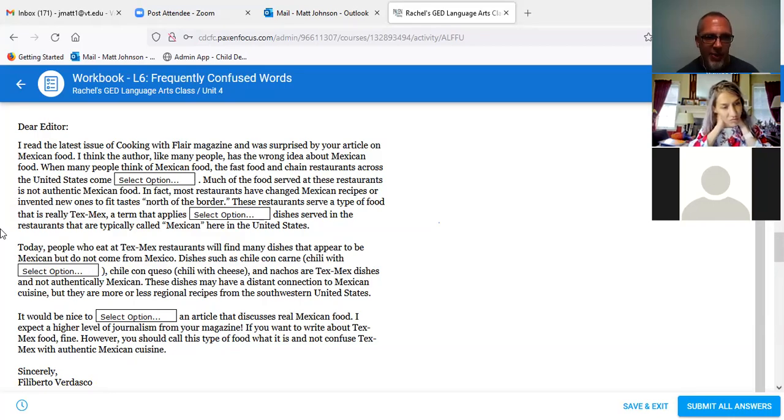Today, people who eat at Tex-Mex restaurants will find many dishes that appear to be Mexican, but do not come from Mexico. Dishes such as chili con carne, chili with blank, chili con queso, chili with cheese, and nachos are Tex-Mex dishes and not authentically Mexican. These dishes may have a distant connection to Mexican cuisine, but they are more or less regional recipes from the southwestern United States. It would be nice to blank an article that discusses real Mexican food. I expect a higher level of journalism from your magazine. If you want to write about Tex-Mex food, fine. However, you should call this type of food what it is and not confuse Tex-Mex with authentic Mexican cuisine.